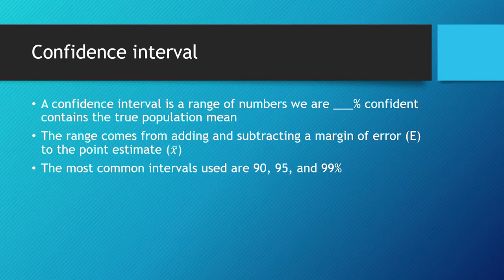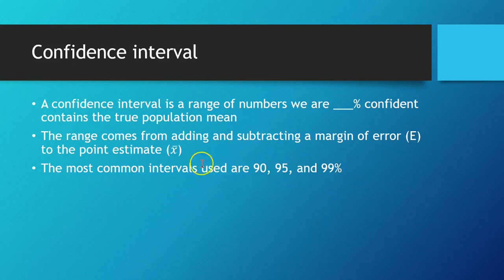All right, so a definition is it's a range of numbers we are blank percent confident contains the true population mean. And that blank percent is usually given to you in the problem. A lot of times we use 90, 95, or 99%.